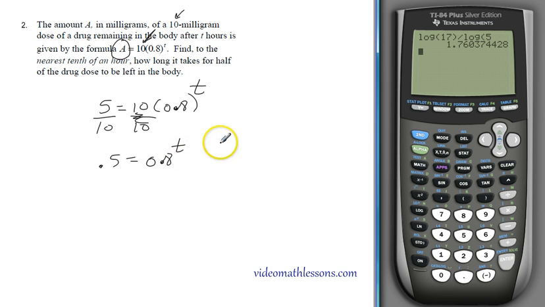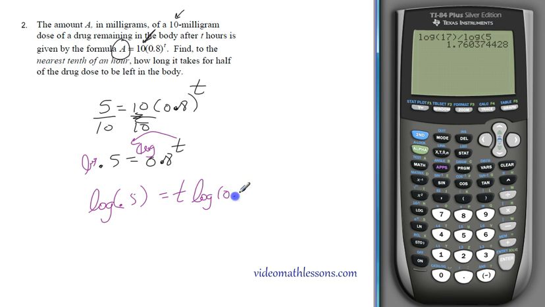Once again, if I want to knock the exponent down to the ground, you hit it with a log. I'm going to write the word log over here and log over here. It's called taking the log of both sides. So I have log 0.5, maybe I'll put it in parentheses, equals, now exponents go in front of the word log, t log 0.8. Once again, log 0.8 is just a decimal.